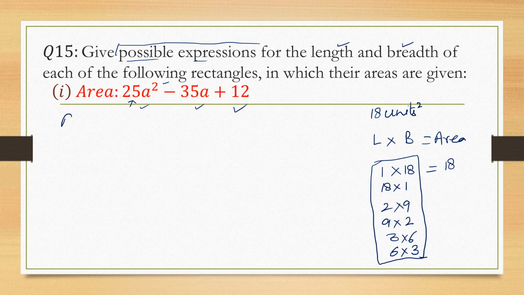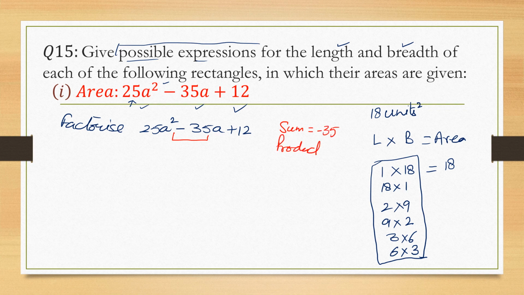So let's factorize 25a square minus 35a plus 12. Right? So here minus 35 is the coefficient of the middle term. So I'll write it as sum, and product will be 25 into plus 12, which is 300.